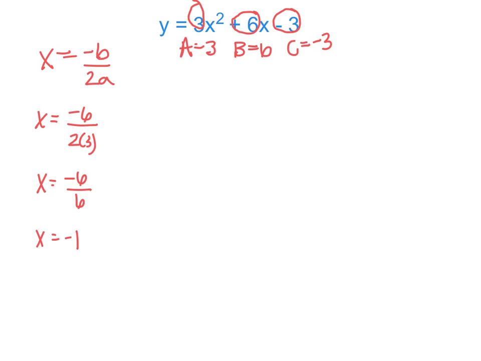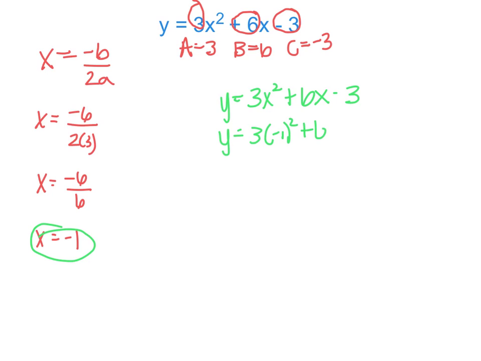So now we need to find the y-coordinate of the vertex. And to do that, we're going to take the original equation, y equals 3x squared plus 6x minus 3. And now we know that x is equal to negative 1 for the vertex. We can plug a negative 1 for all the x's and solve it to help us find the y-coordinate. So we're going to replace all of the x's with negative 1. And let's simplify this.